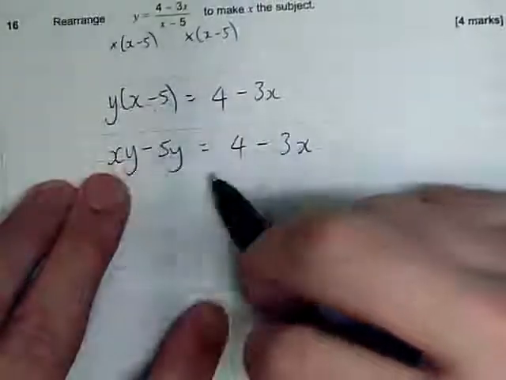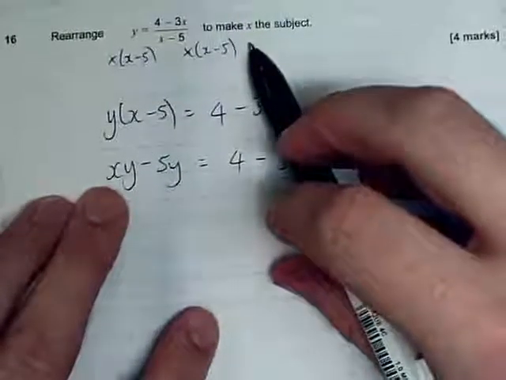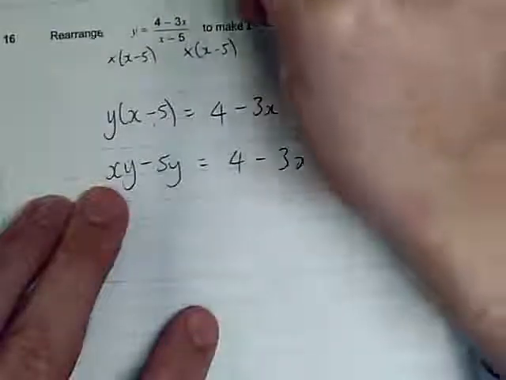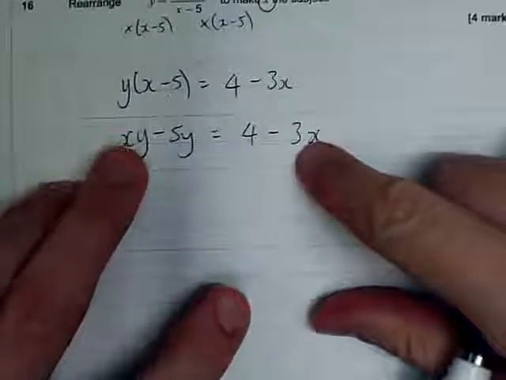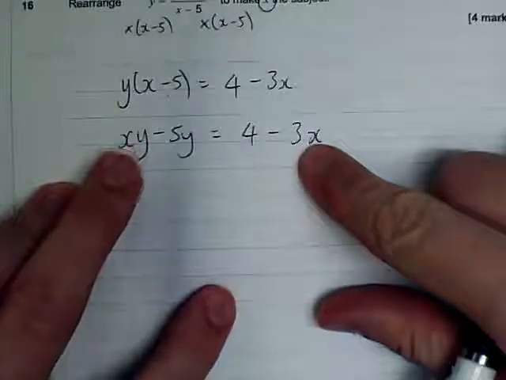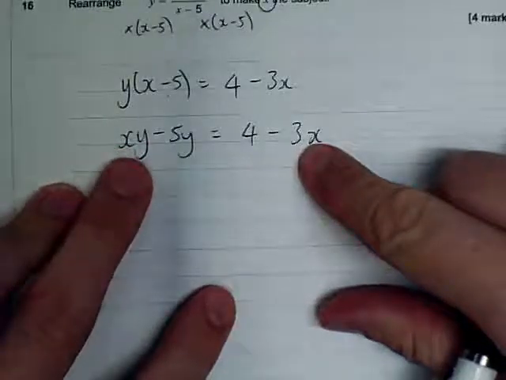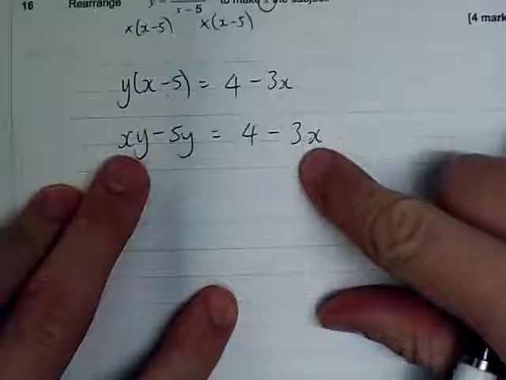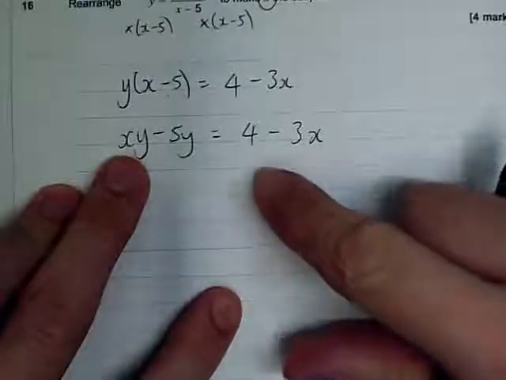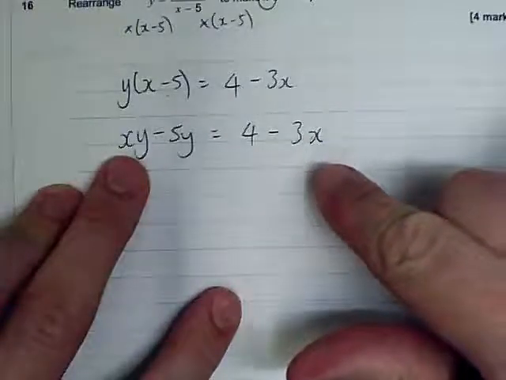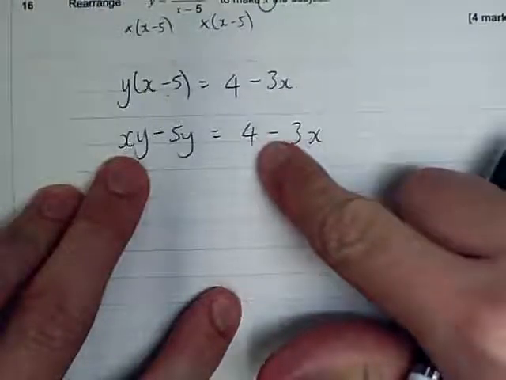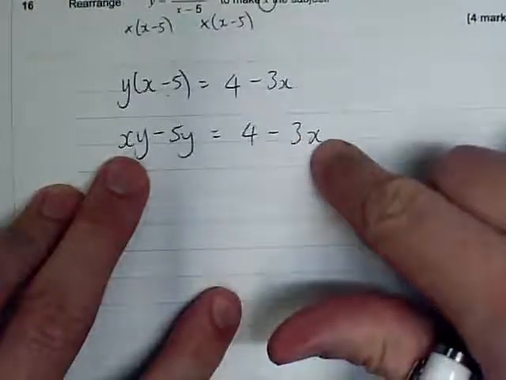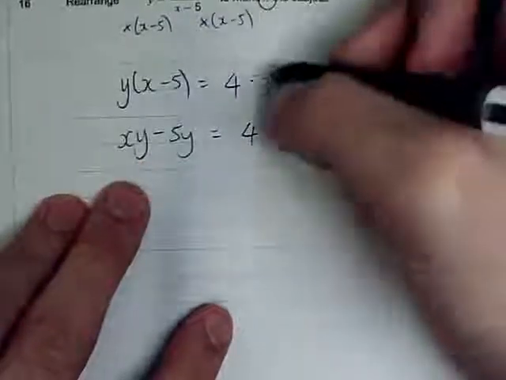So we're now getting closer to what we need. We want to make x the subject. The problem is we have x's on both sides. So how we're going to do this is we're going to get all the x's on one side, and then we're going to factorize. Okay, so let's start off by getting rid of that minus 3x on both sides.